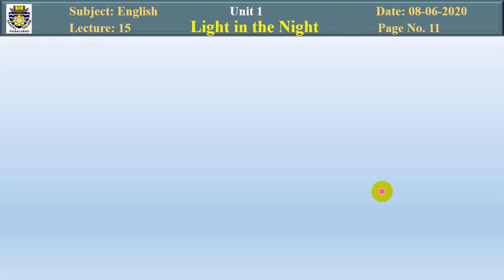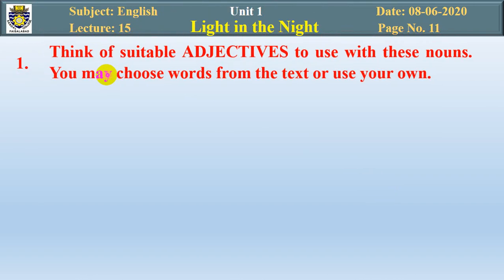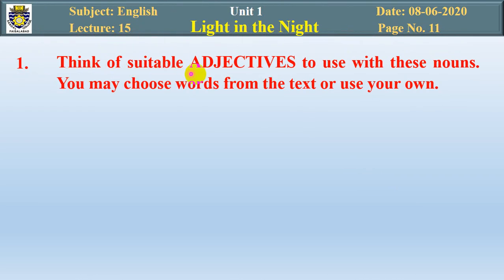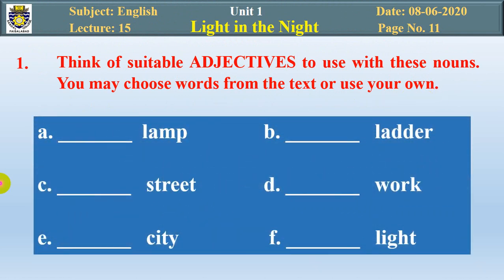Now we move towards the questions. Question number 1, that is, think of suitable adjectives to use with these nouns. You may choose words from the text or use your own. It is up to you. Here comes the question. Here are words from A to F. All these are nouns, and we will choose some words which will describe them suitably.